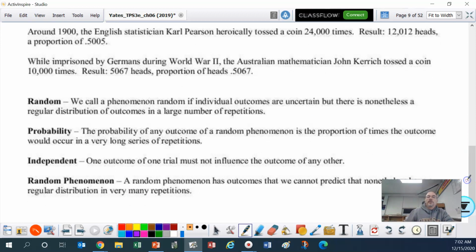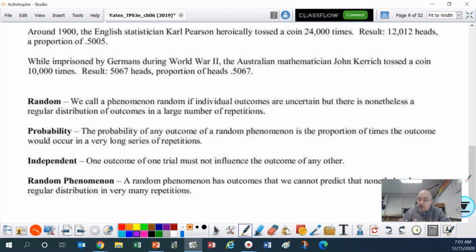All right, some terms. Random. We call a phenomenon random if individual outcomes are uncertain, but there is nonetheless a regular distribution of outcomes in a large number of repetitions. Probability. The probability of an outcome of a random phenomenon is the proportion of times the outcome would occur in a very long series of repetitions.